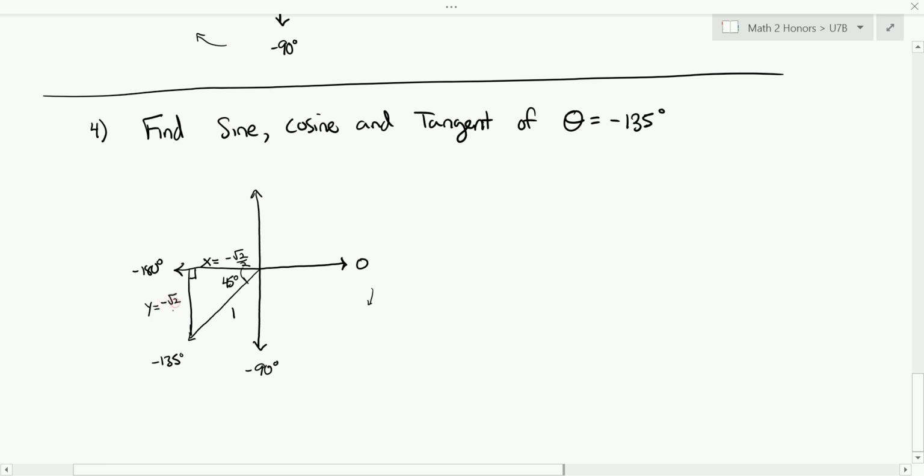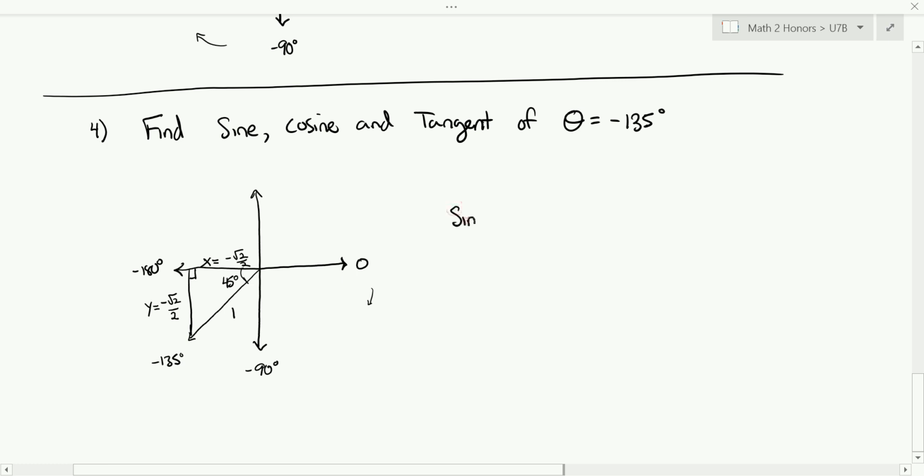negative root 2/2. So because we're in quadrant 3, that's why we need to make x and y negative, because everything in quadrant 3 is negative for x and y. It's the left and below. And then the root 2/2 is coming from our special right triangle that we wrote at the top of our notes. It's the 45, 45, 90, right? So that's where those numbers are coming from. Once we have that, then we have everything we need to show our work.